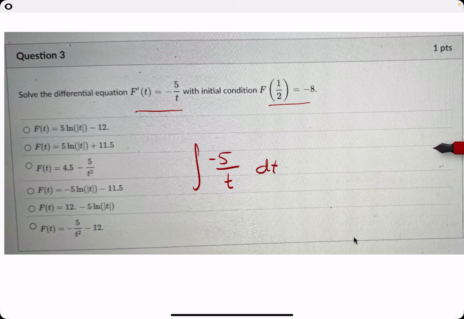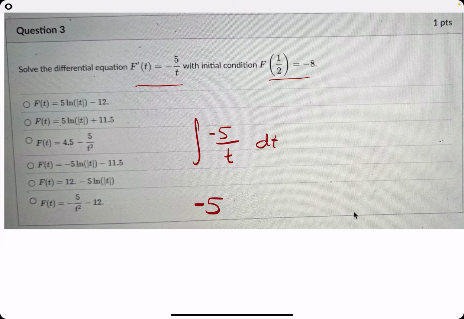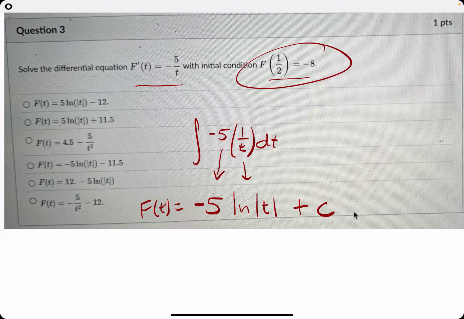The reason we don't need to use separation of variables is because there's no y's in the mix on the right side. So we can just take the regular antiderivative of -5 over t. When we do that, we get -5 times natural log of t. Think about it as -5 times 1 over t. So -5 stays, and then 1 over t goes to ln of t. We add c, and we say this is f of t, and then we plug in the initial conditions to solve for c. And we get -8 equals -5 ln of 1/2 plus c.